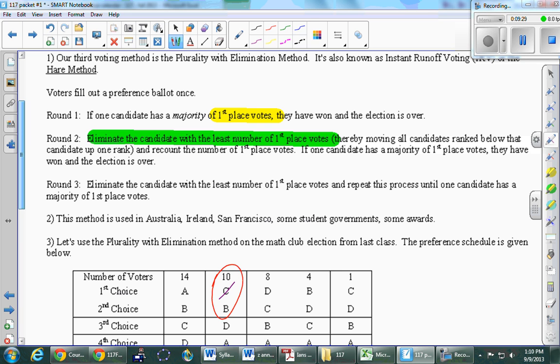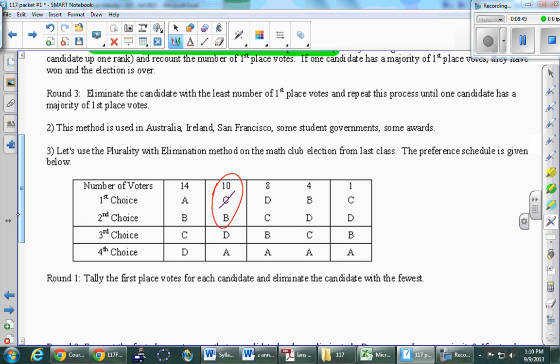Okay, so moving on. After you redistribute those votes, if one candidate has a majority of first place votes, that's the end of the game, they win. If not, you repeat. Eliminate the candidate with the least number of first place votes, shuffle everybody up, etc.